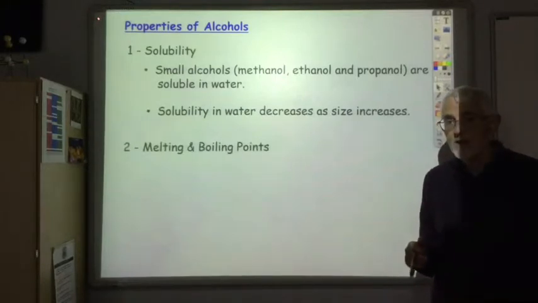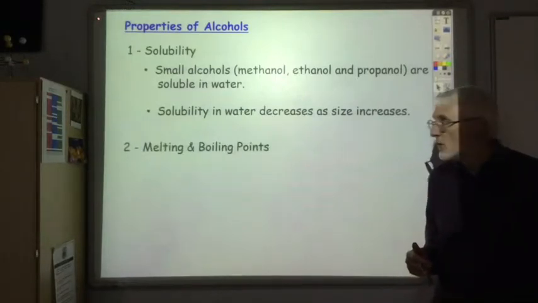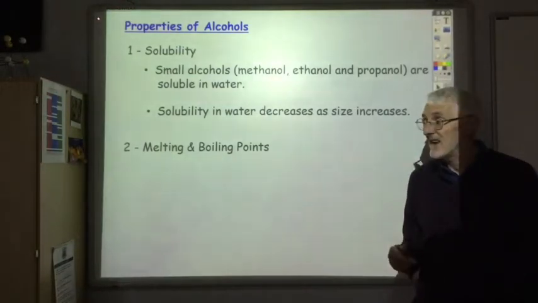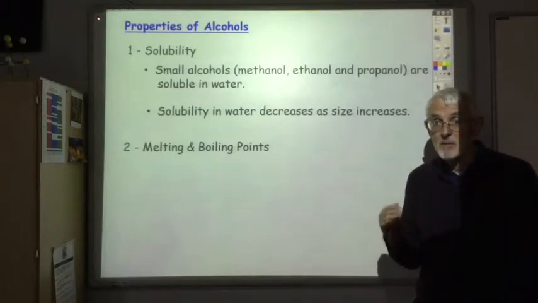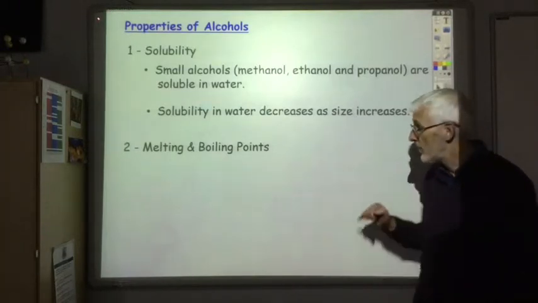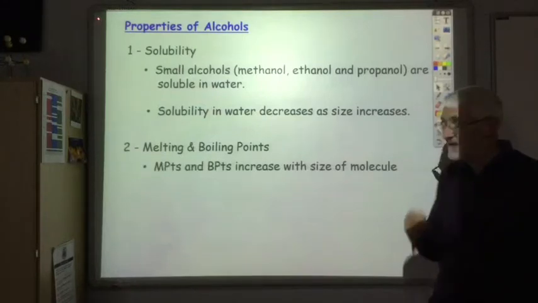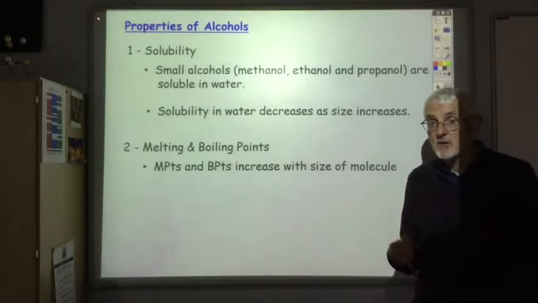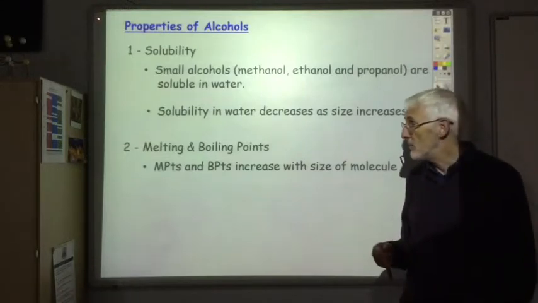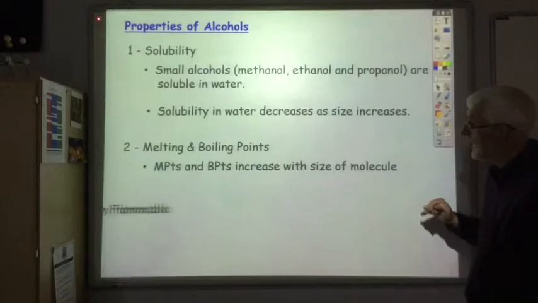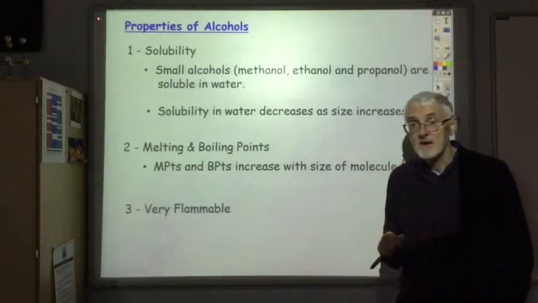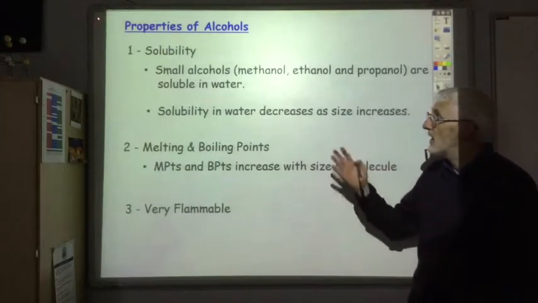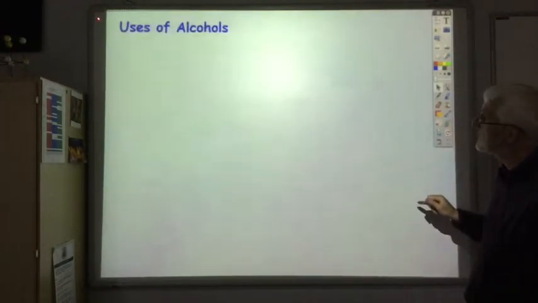Okay, let's move on to look at melting and boiling points of the alcohols. Well, here they've got an awful lot in common with the previous homologous series. The main thing you have to know is the melting and boiling points increase with the size of the molecule. So as the size of the molecule increases, you get a stronger attraction between the molecules, and so it's harder to melt and break and boil them. And the third useful property of alcohols is that they're very flammable. So let's look at how that leads on to their uses.